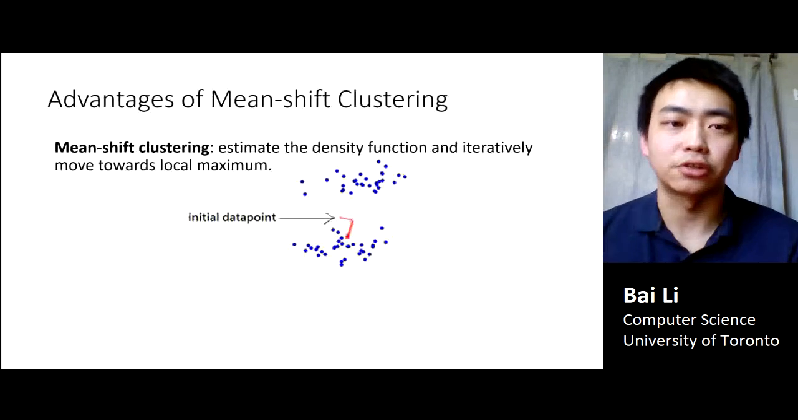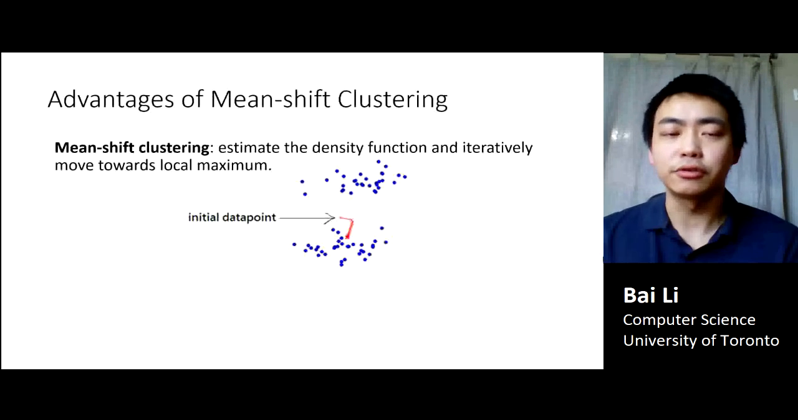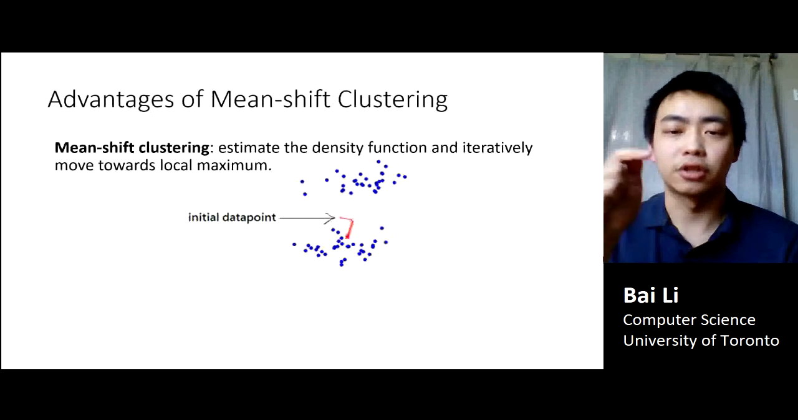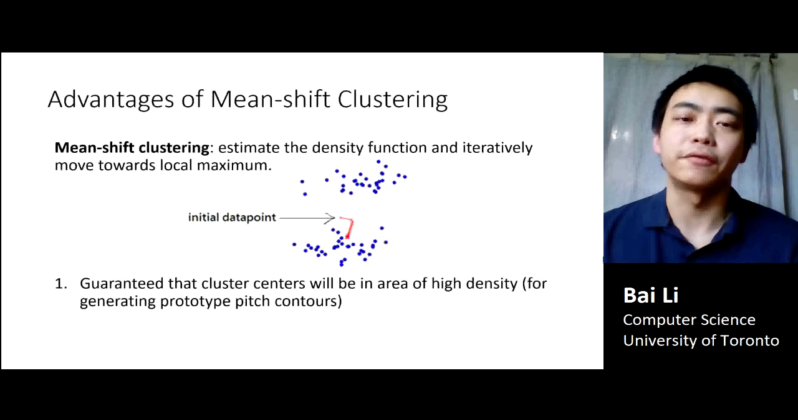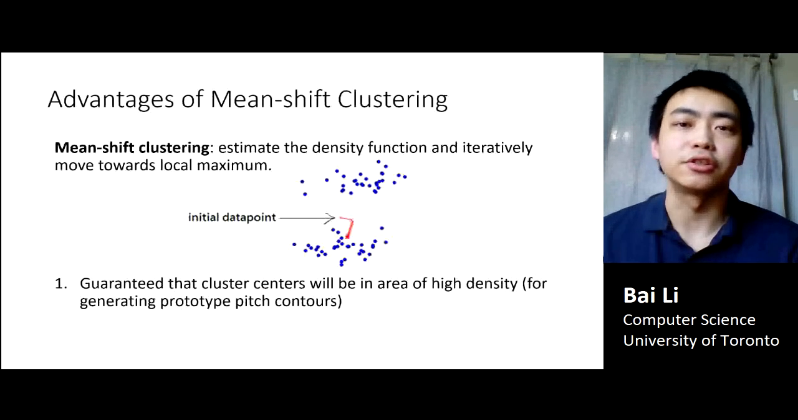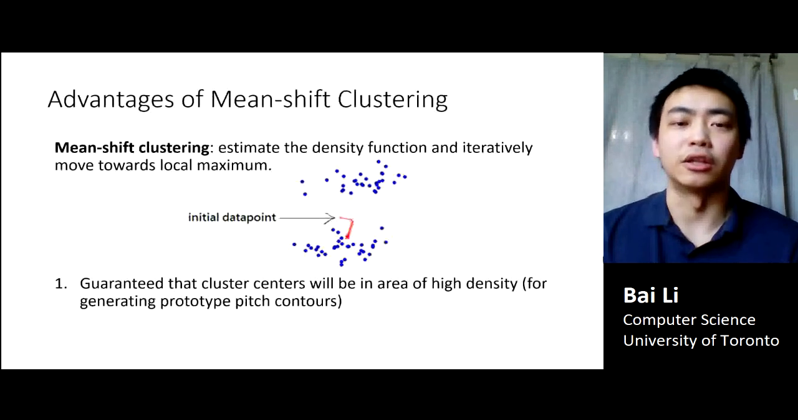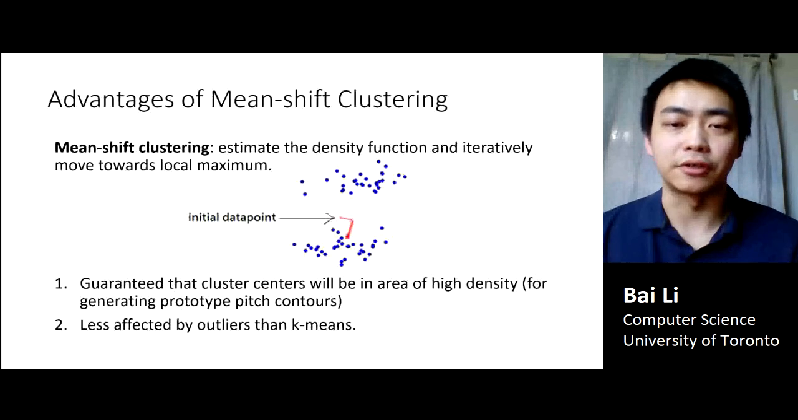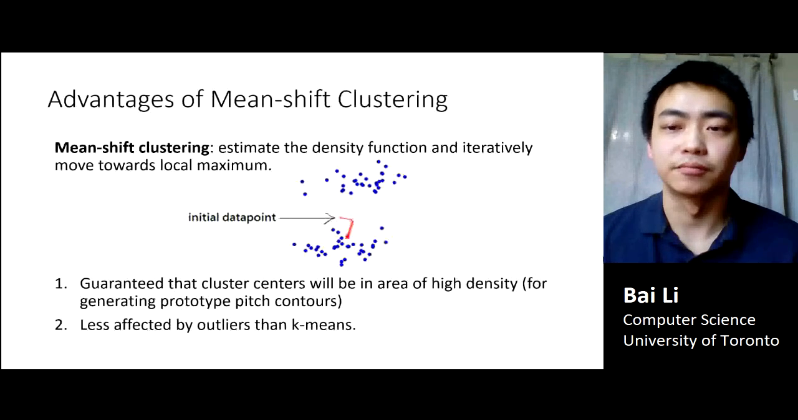Now, let's talk about mean shift clustering. The way mean shift clustering works is it estimates a density function, and it iteratively moves the center of each cluster towards the area of high local density. The advantage of doing this over other clustering methods is, first, it is guaranteed that the cluster centers will be in an area of high density, so that when we generate the pitch contours from the cluster centers, it will be an area where there are a lot of neighboring points. And second, it's not as affected by outliers as other methods like k-means clustering.